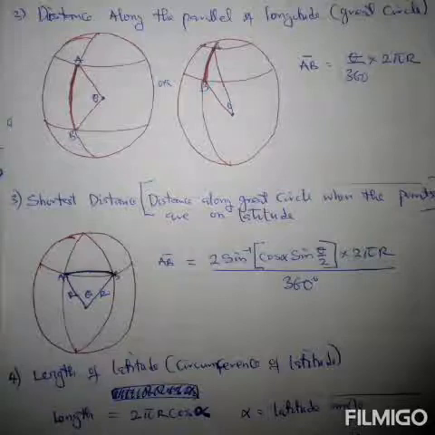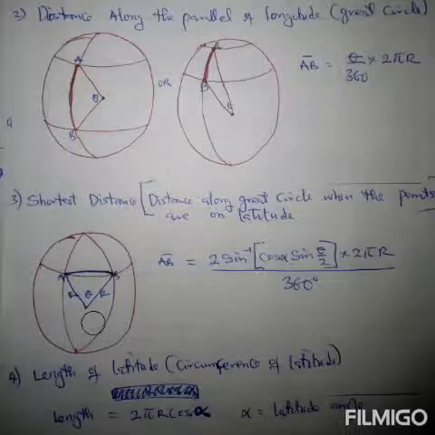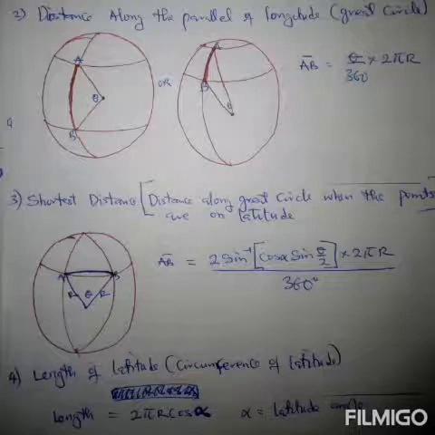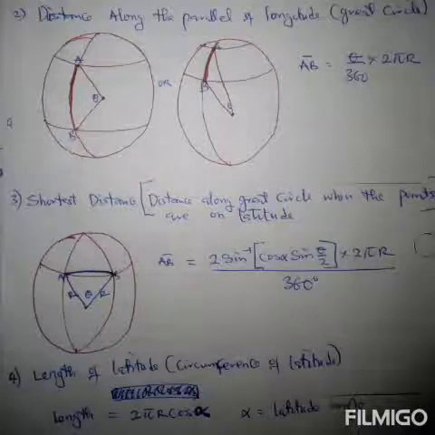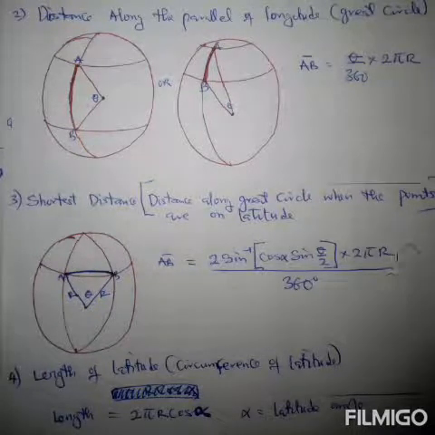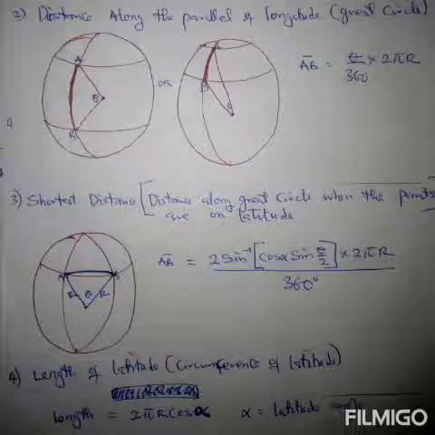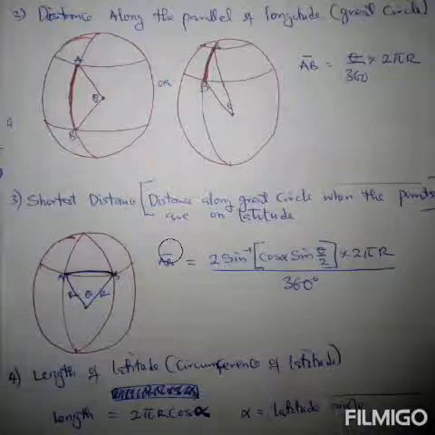In that case, the only thing you need to do is to link the points to the center of the earth. That is why you can see this line. They are the big radius, R. So it means the distance now is along great circle, but when looking at the points, it seems to be along latitude. So this is the formula to use. It has been derived already: 2 sine inverse, open bracket, cos alpha times sine theta over 2, close bracket, times 2 pi big R, all over 360. This is the formula to use in this case.